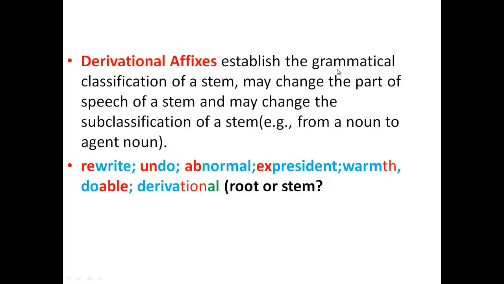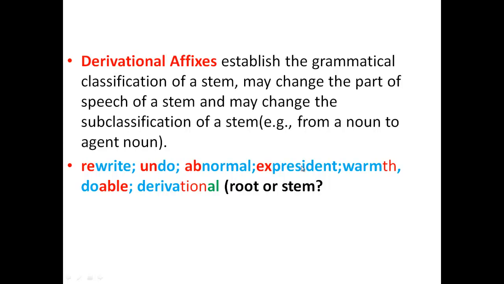Now, derivational affixes. These establish the grammatical classification of a stem. They may change the part of speech of a stem and may change the subclassification of a stem. For example, from a noun to an agent noun. Look here, we have got examples. Rewrite. Re is a derivational morpheme in here. Undo. Same thing. Un is a derivational morpheme in here.